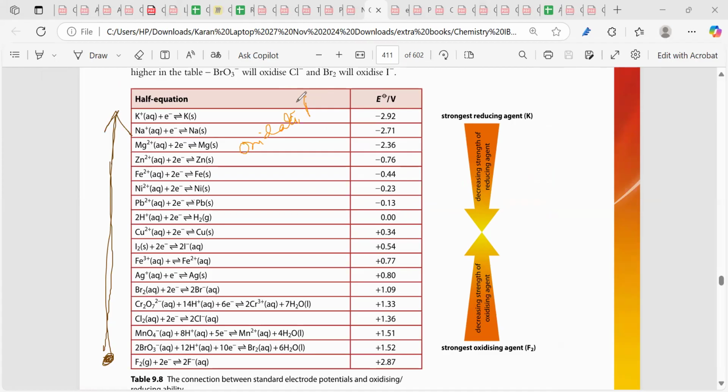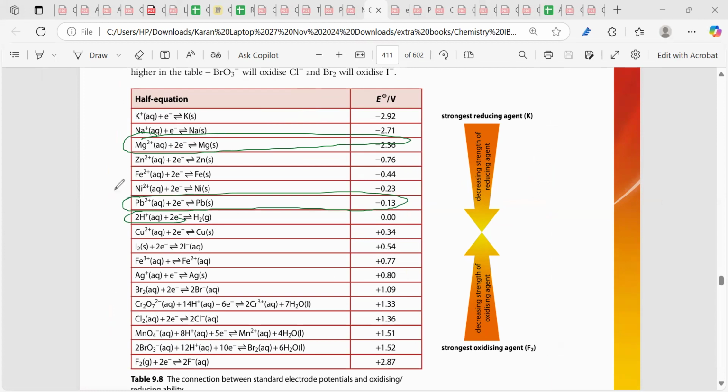oxidation tendency increases, isn't it? Is it clear? Agreed. Suppose I'm comparing this, Arnav, see, Mg2+ and Pb2+, right here. So which one will be suffering oxidation? Can you guide me? Which will be suffering the reduction?